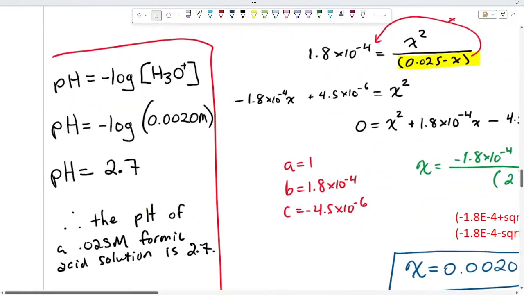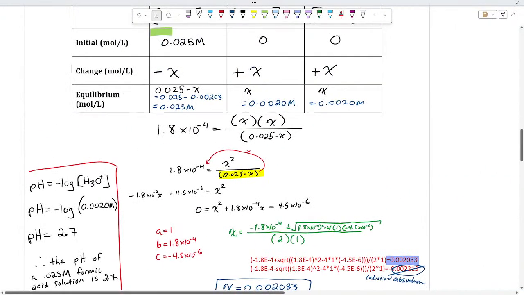And then finally, if it asks the pH, not just the concentration, we can just take the negative log of the concentration of H3O plus, and now we have the pH. Boom. Cool. Good. Yes? All right.